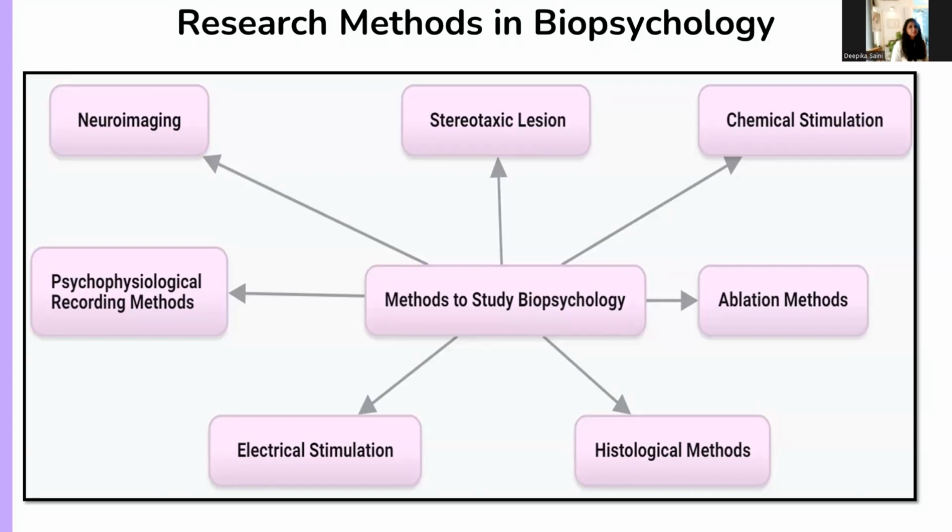Now, when we talk about biopsychology's research, as I said earlier, this sometimes involves non-human subjects and sometimes it involves human subjects. So it's a wide variety which you get in terms of participants as well as what you will be studying. Again, research methods could be divided into invasive and non-invasive. Invasive is where you will be cutting open a part of the body or the brain. So it involves you to invade the species. But non-invasive is that without forming any intentional or unintentional harm, you try to study the behavior. Okay. So we have techniques such as ablation method, histological methods, electrical stimulation, psychophysiological recording methods, neuroimaging, stereotaxic lesions, chemical stimulation, and these are the few methods of research in biopsychology.